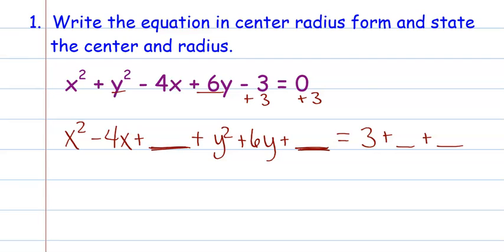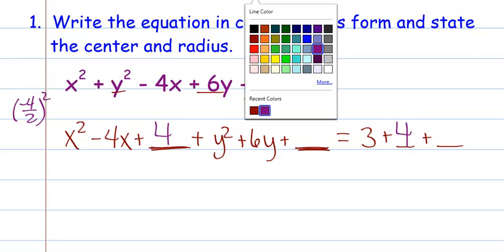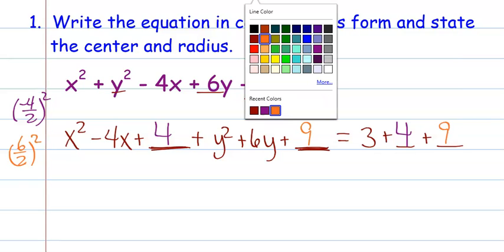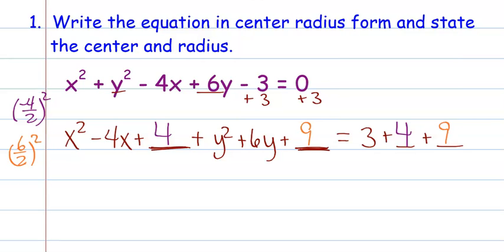You don't really have to do this off to the side as you get good at it. But take half of 4, you get 2. 2 squared is 4. So we're adding 4 to both sides. We're also adding half of 6 squared, which is 9. So I'm adding 9 to this one and 9 to this one. Okay, after that, we're pretty good.